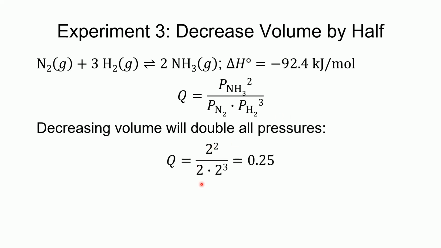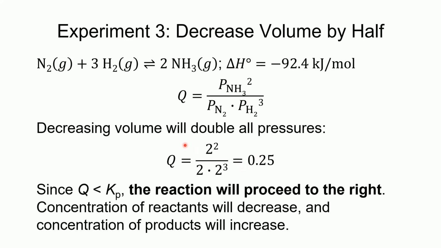Well, 2 squared over 2 times 2 cubed, that's going to be 4 up in the numerator, 16 down in the denominator. That comes out to 1/4. That's going to give us a value of Q that is equal to 0.25. Well, again, Q is less than K. Since Q is less than K, this reaction will proceed to the right.